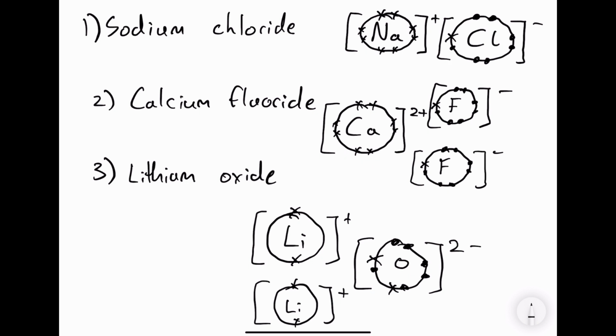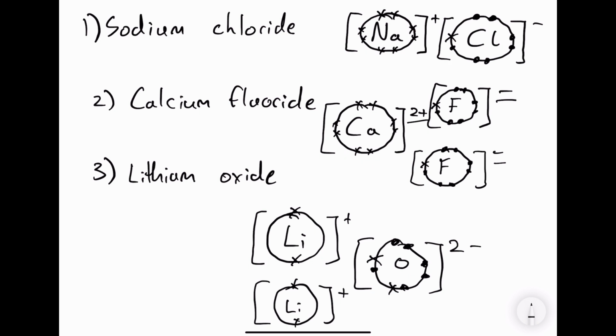Sodium loses its outer electron to become positive, and chlorine gains the electron from sodium to become negative. Calcium loses its 2 outer electrons, and fluorine gains 1 electron from calcium, and then another fluorine atom gains another electron from calcium to form 2 fluoride ions. And as you can see, the charges are overall the same and opposite, so we need 2 fluoride ions to cancel out the 2 positive charges on calcium.